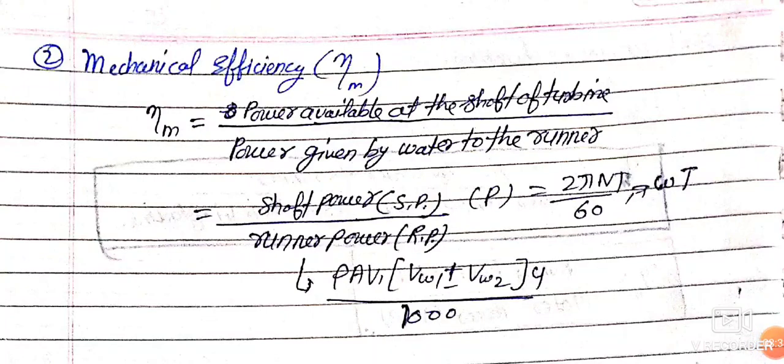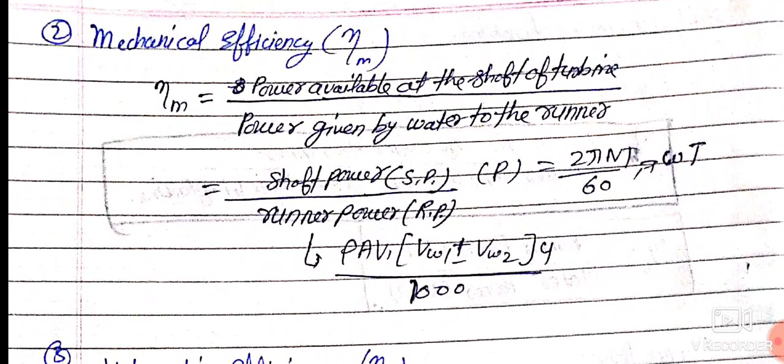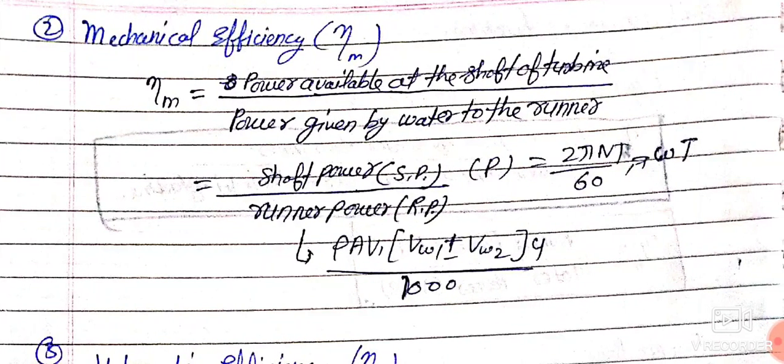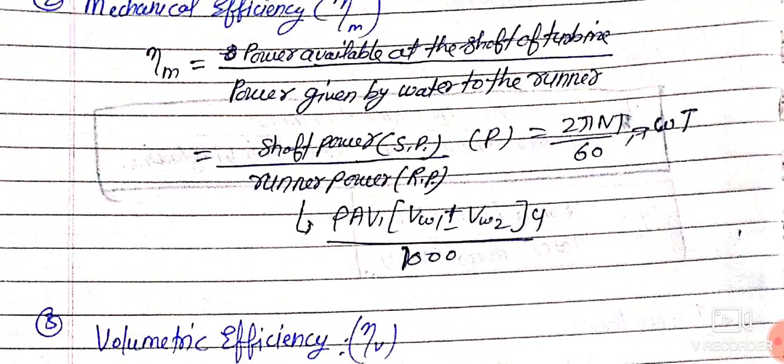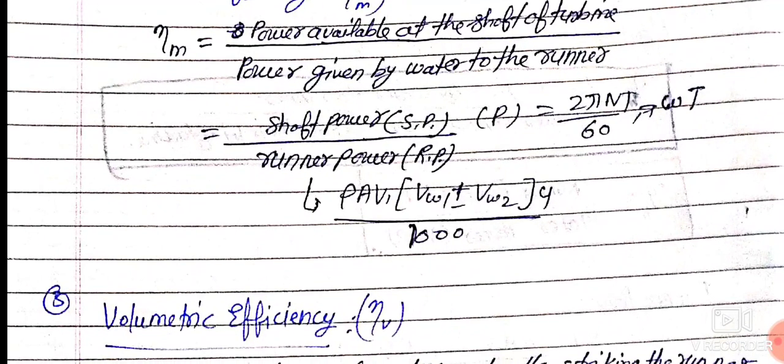Mechanical efficiency eta m is equal to the power available at the shaft of turbine to the power given by water to the runner. Or it can be written as mechanical efficiency is equal to shaft power upon runner power, which is equal to 2 pi N T upon 60, or omega T, where omega is the angular velocity and T is torque. It can be further written as rho a V1 (Vw1 plus minus Vw2) into U upon 1000.